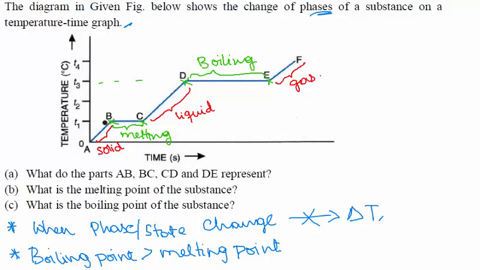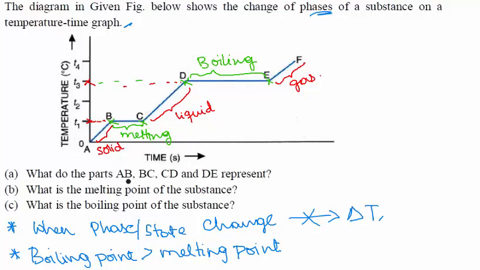Now the melting point is simple, directly between B and C. What is the temperature? T1. So T1 will be the melting point. The boiling point will be between D and E. What is the temperature? T3. So the boiling point will be T3.